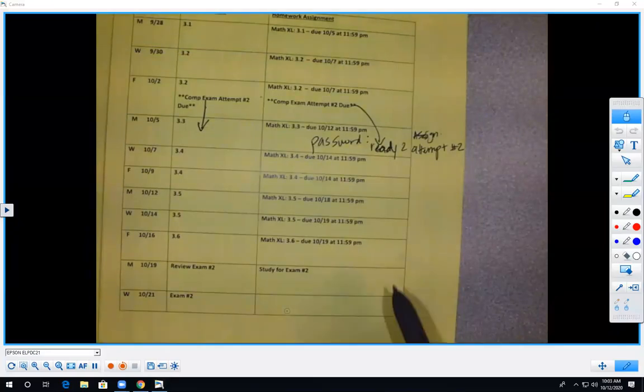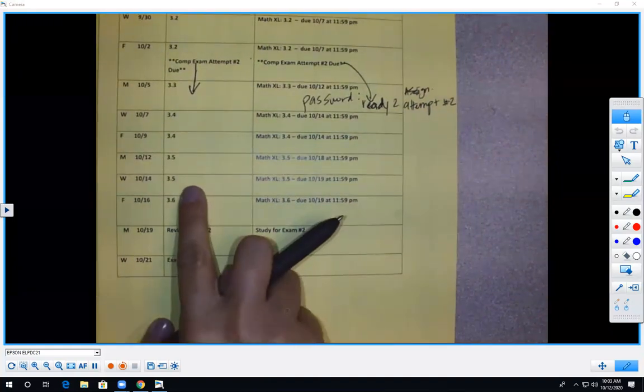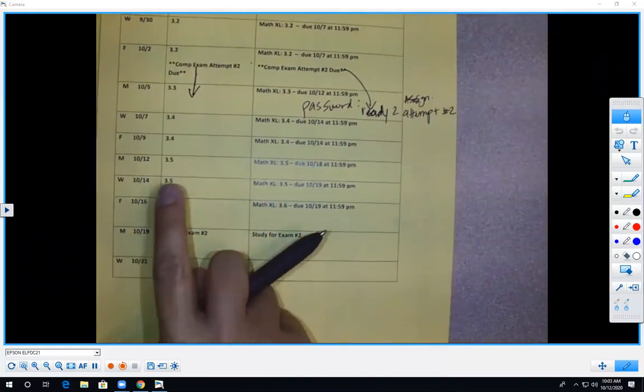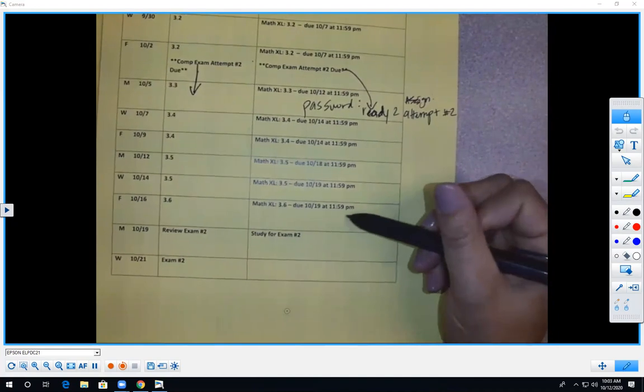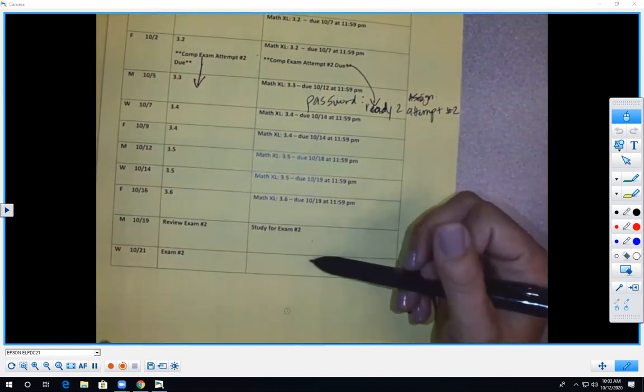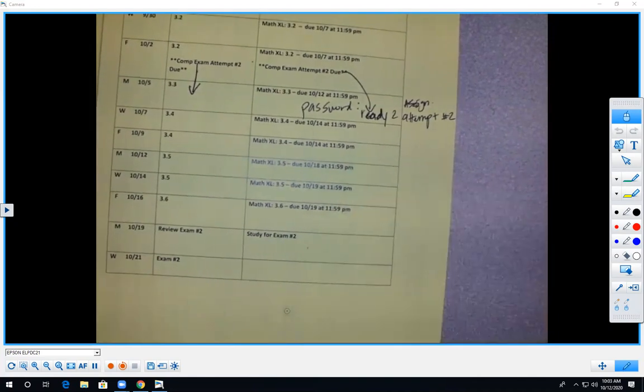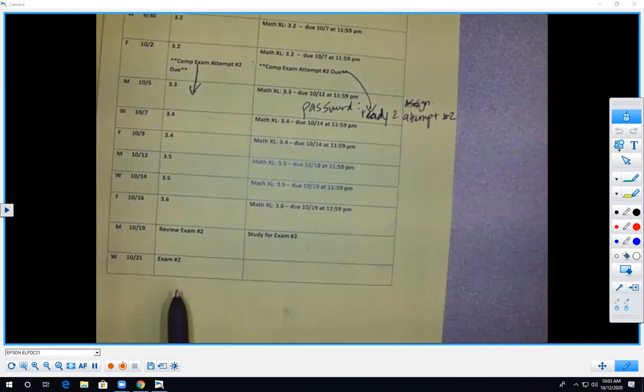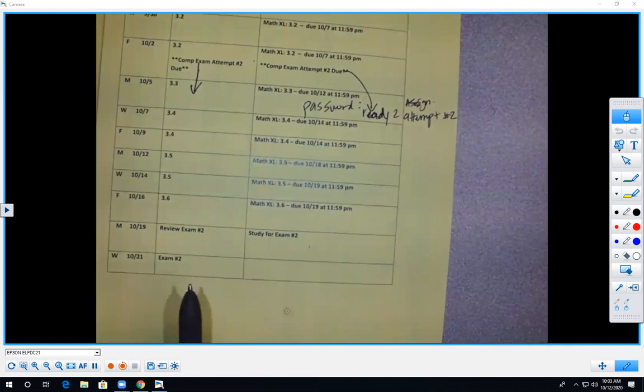Okay, so today we are going to go over section 3.5. We're spending Monday, today, and Wednesday on it. Friday, we're going over the last section, and then next Monday is your review, and next Wednesday is exam number 2. Again, everybody has to be here for exam number 2, so make sure you are in class on Wednesday at 10 a.m. for exam number 2.